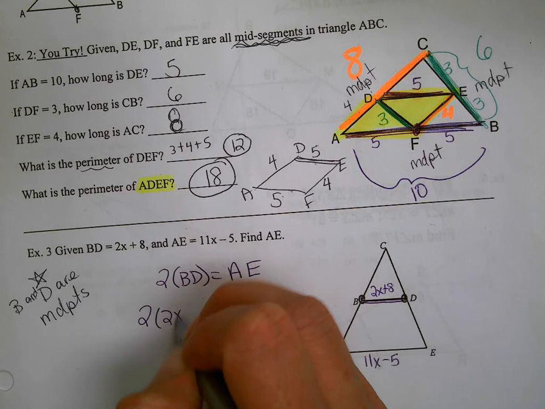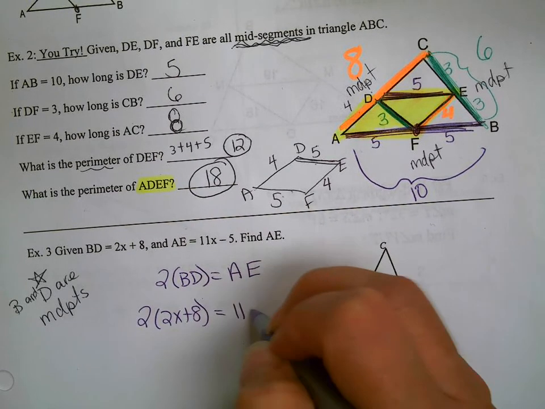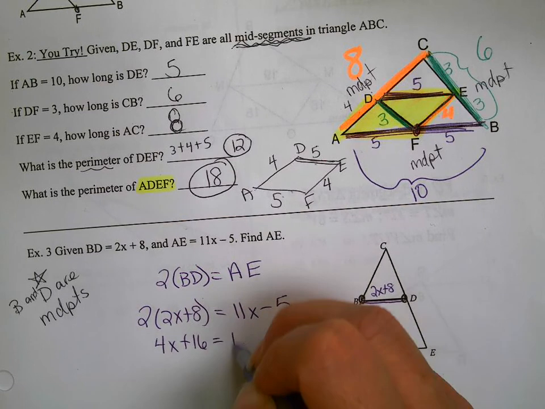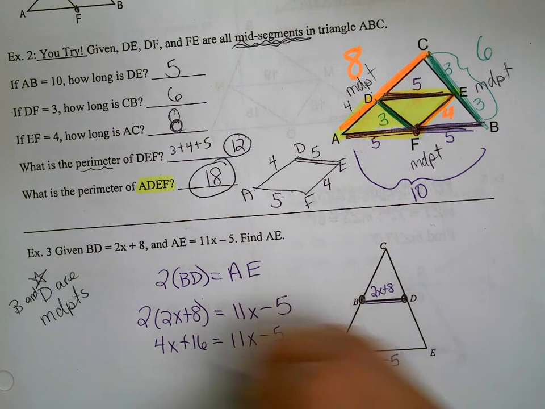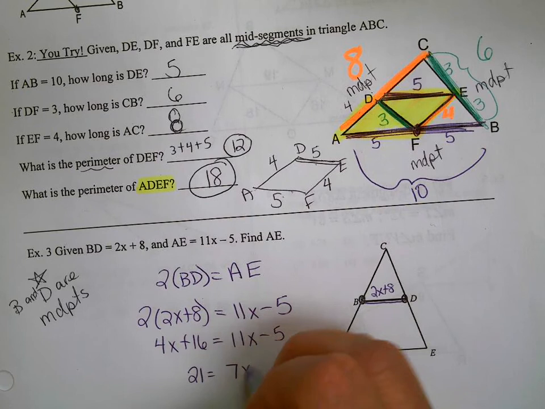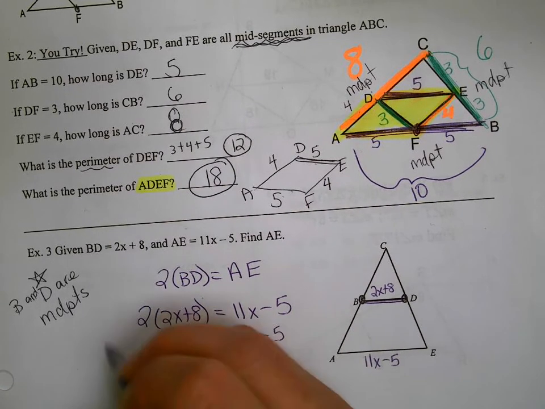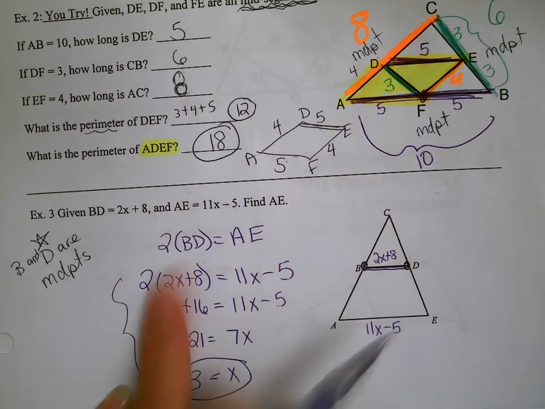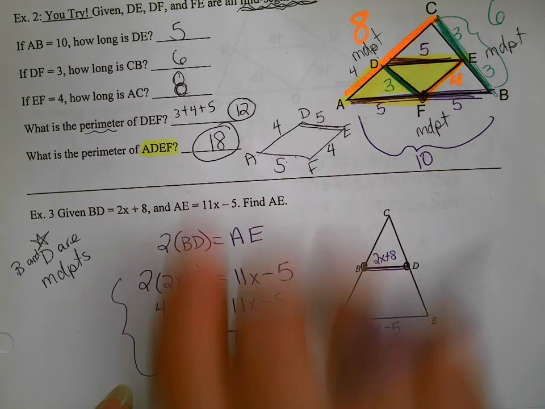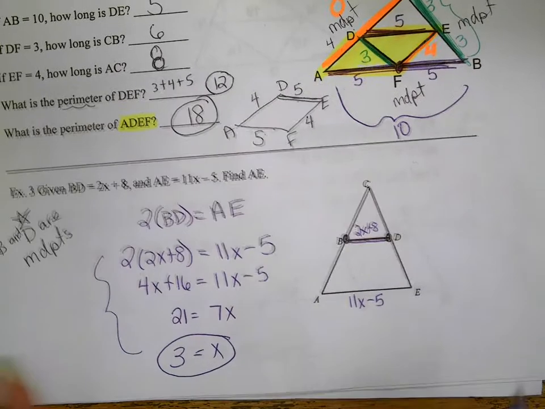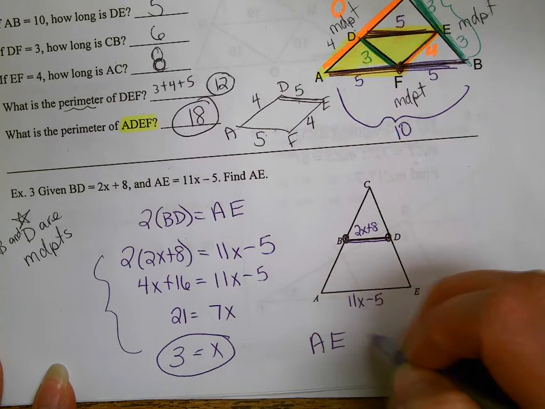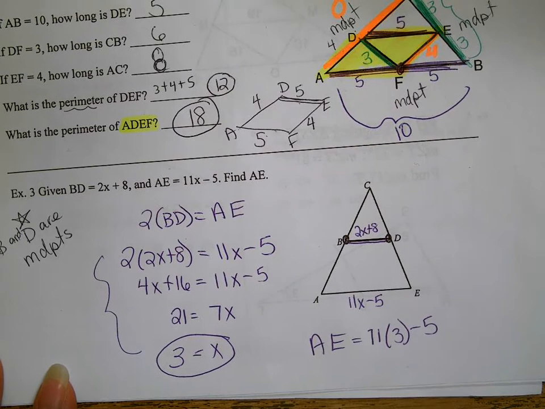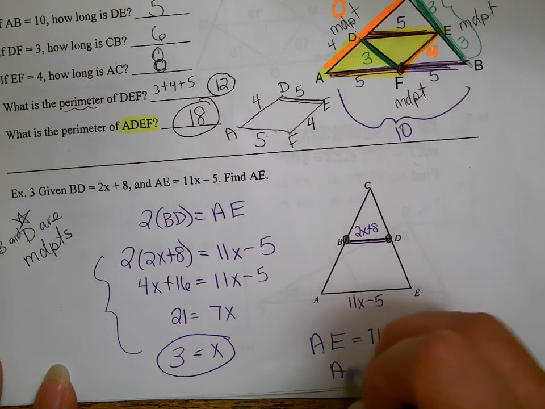So 2 times 2x plus 8 equals 11x minus 5. 4x plus 16 equals 11x minus 5. Combine like terms, so you get 21 equals 7x. X will be 3. If you're struggling with this algebra and not getting the same answers as I am, we need to have a chat. The last step is to find the length of AE, which equals 11 times 3 minus 5, which is 33 minus 5, so 28.